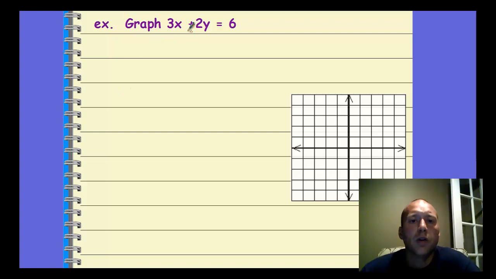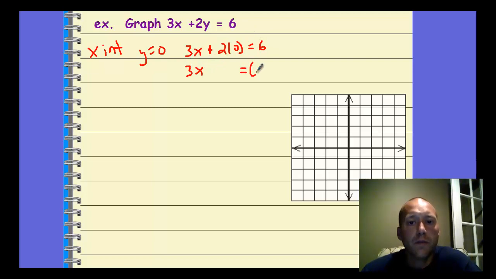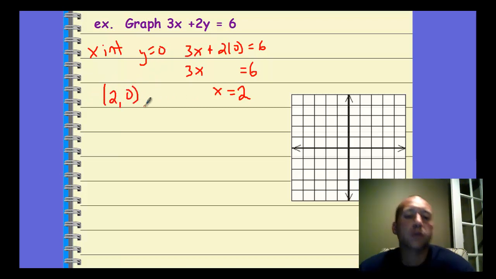So example here, we have our a value is 3, our b value is 2, our c value is 6. To find our x and y intercepts, to find x, we let y equal 0. So for the x-intercept, let's let y equal 0. So then we plug in 0 for y. That always gives us a term of 0 there. So then we find our x value is 2. And again, this is our x-intercept. So the point we just found was 2, 0, because we let y equal 0.